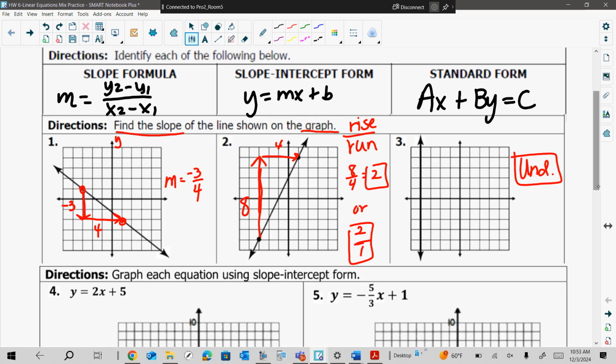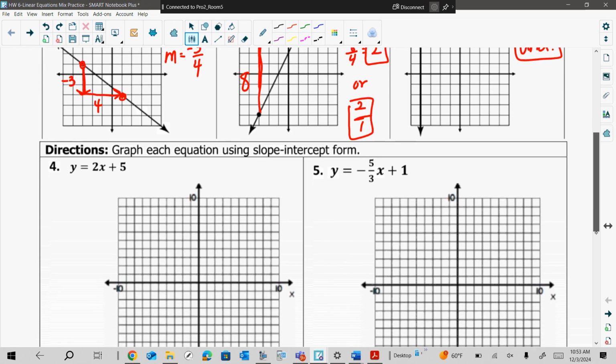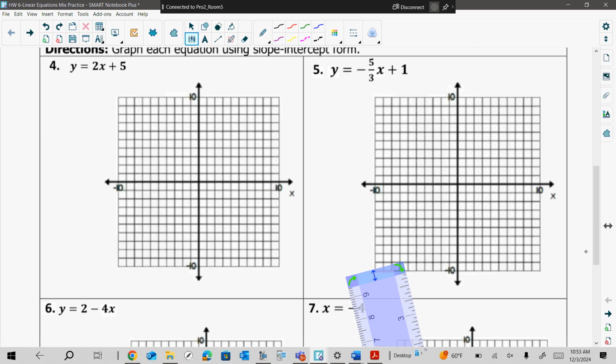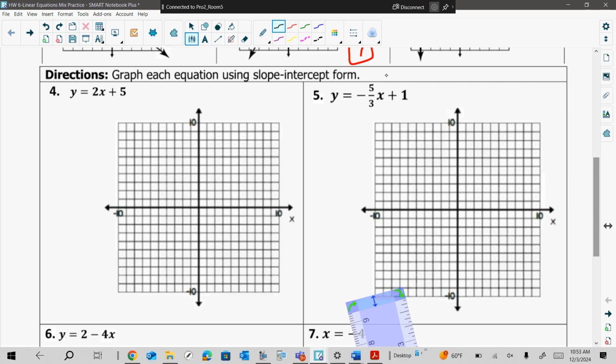Okay. Now we're going to graphing. Graph each equation in slope-intercept form. That form is our y equals mx plus b form, right? We start with what? You start at 5 on the y-axis. Yeah, we start with the b first. So b is first. Our b equals 5, which is on the y-axis. We count up 5 and plot a point.